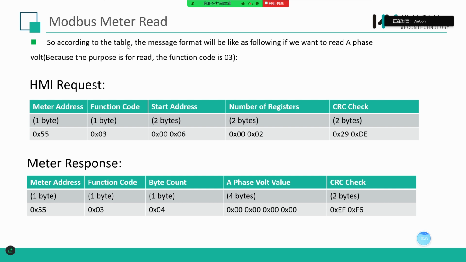According to the above table, the message format will be like the following. For example, here I read the A phase voltage. So the request is like this: the meter address, function code, start address, register number, and the CRC check. And here is the response. You can see here there are four bytes.